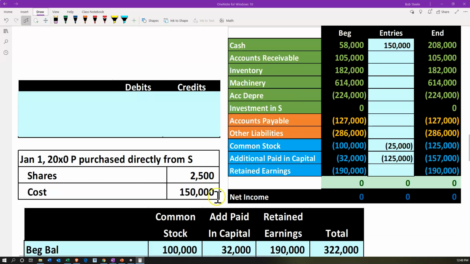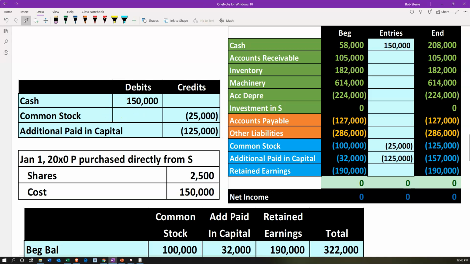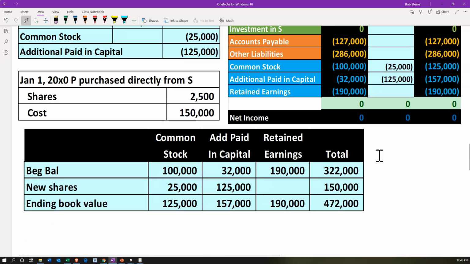So they received 150. They issued 2,500 shares at $10 per share. Straightforward journal entry. They're going to debit 150. They're going to credit 25,000, that being the 2,500 times the $10 per share, the difference being the 125,000. Therefore, cash will be going up by the 150, the common stock going up, and the additional paid in capital then going up as well.